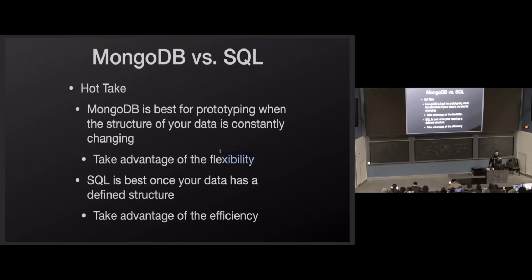But once you know what your structure is, once you have a more mature app, you're deploying, you're starting to have users, your schemas are settling down, you know what your data looks like, that you know what your columns should be and everything, that's when you pretty much have to use SQL. You shouldn't be using MongoDB at that point. I like MongoDB for prototyping. Once you get to a mature project, switch to MySQL, take advantage of that speed, the efficiency, the structure.